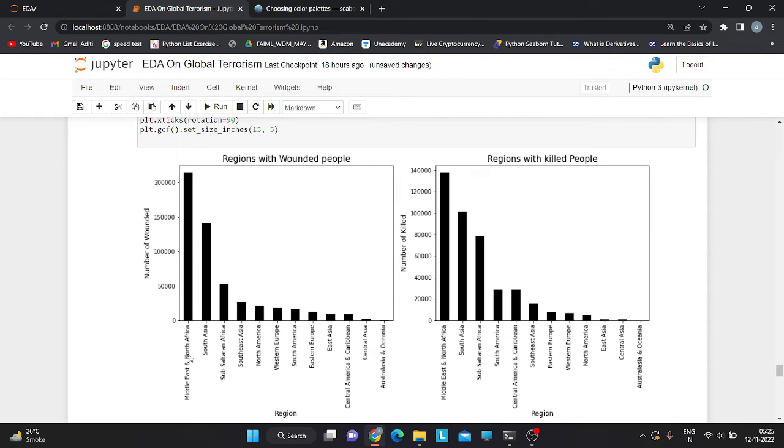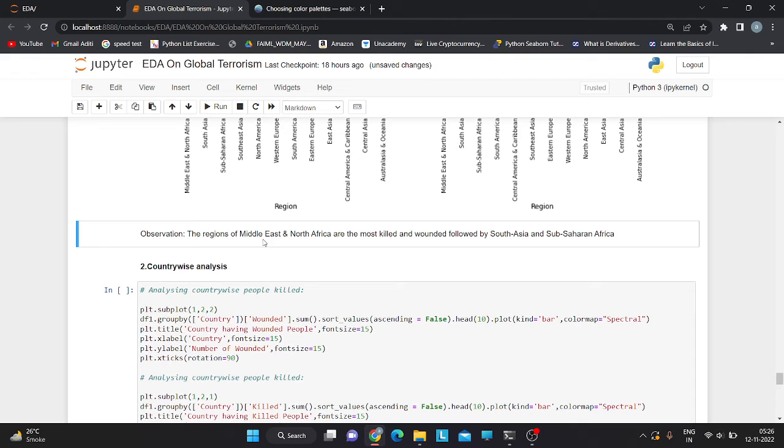Middle East and North Africa has more people who are wounded, followed by South Asia, Sub-Saharan Africa. Here also Middle East and North Africa, again South Asia, Sub-Saharan. So this pattern is followed very well, that there are more people in the regions who are wounded, and at the same time they are killed also.